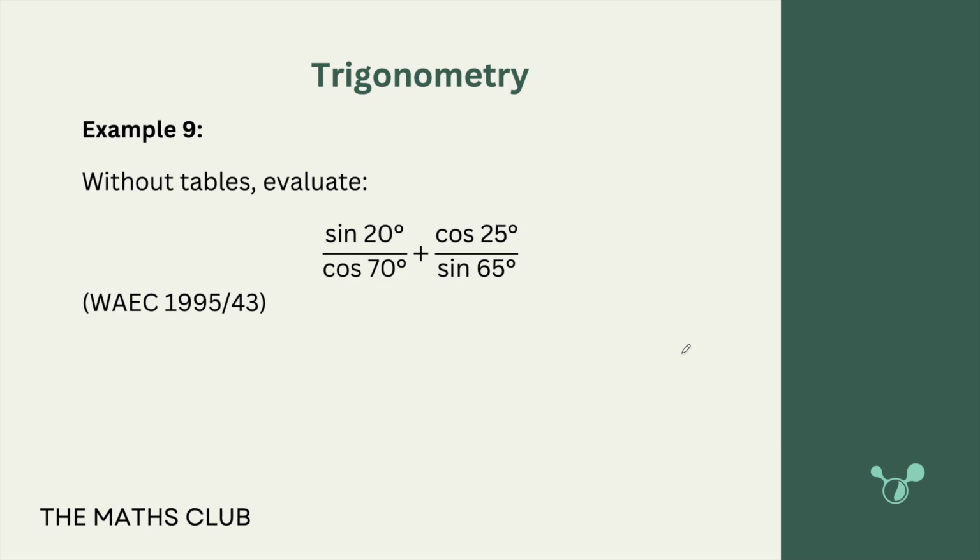Example 9 says that without tables, evaluate sine 20 over cos 70 plus cos 25 over sine 65. I want you to actually pause the video and try this out. I want to see if you remember something we talked about. Welcome back. Let's get it together.